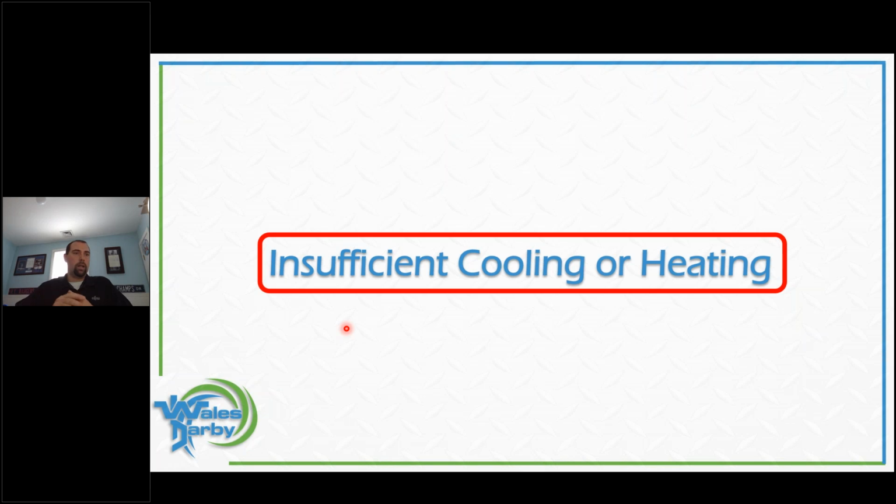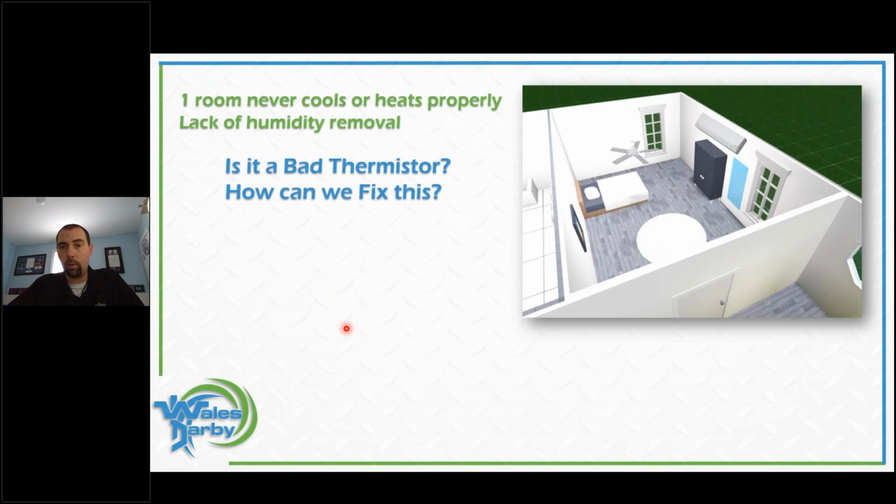And this is going to get us into our last one, insufficient cooling or heating. So we get this a lot. This can be brand new. This can be the first day of the installation or a couple days after. We get a couple complaints that we're just not cooling an individual room. Or maybe this happens 2-3 years down the road, where we get one unit that just stopped cooling, especially with a multi-zone system. So when we look at a typical install, a typical room, one room never cools or heats properly. We got lack of humidity removal.